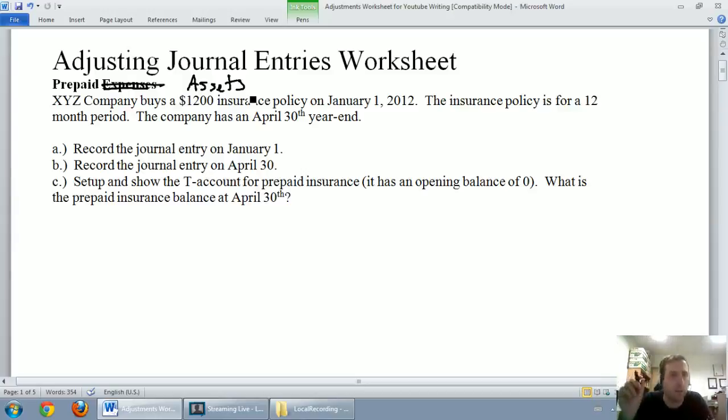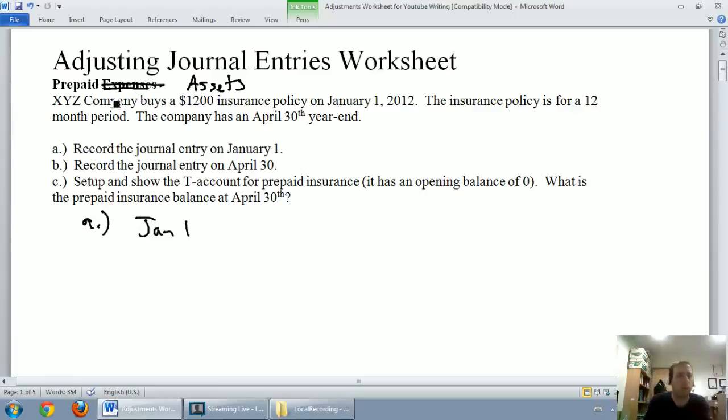XYZ company buys a $1,200 insurance policy on January 1st, 2012. The insurance policy is for a 12-month period. The company has an April 30th year-end and asks us to record the entry on January 1st, April 30th, and then give an updated account for prepaid insurance on April 30th. Okay, well, let's get started with January 1st. So we're going to do January 1st.